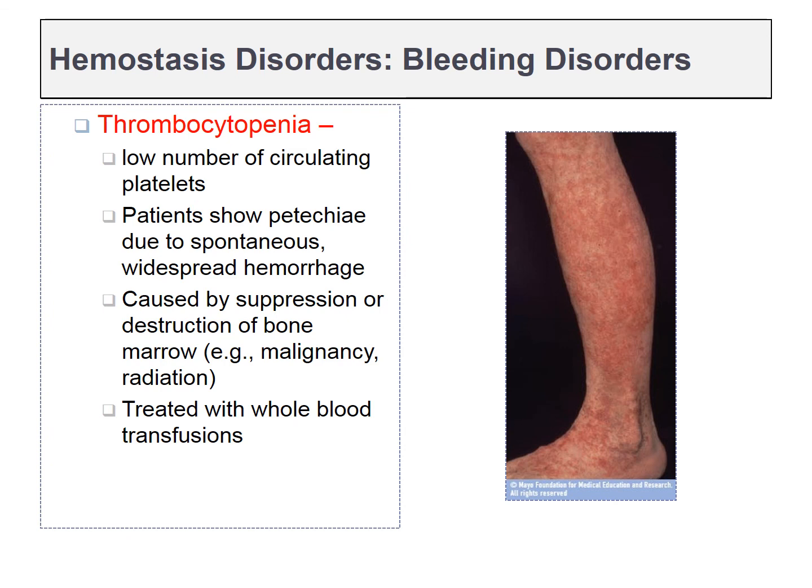Another bleeding disorder is caused by a defect in platelets, and this is called thrombocytopenia. It has the same result, which is that clotting cannot occur properly, which can lead to internal bleeding. It's just that the pattern of that bleeding looks different in a patient with abnormal platelets than it does in a patient who has abnormal clotting factors.